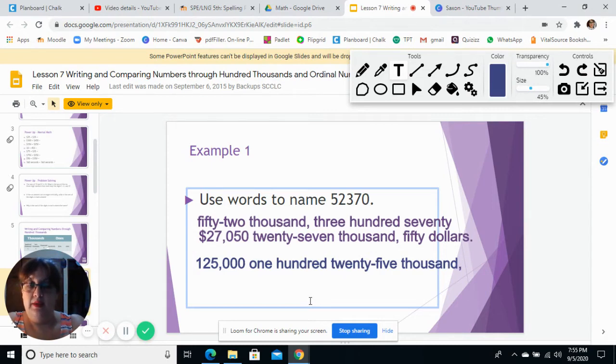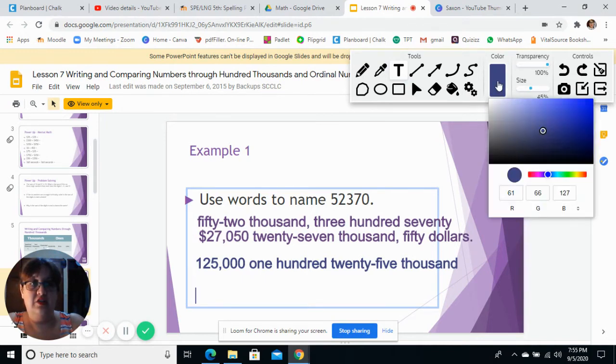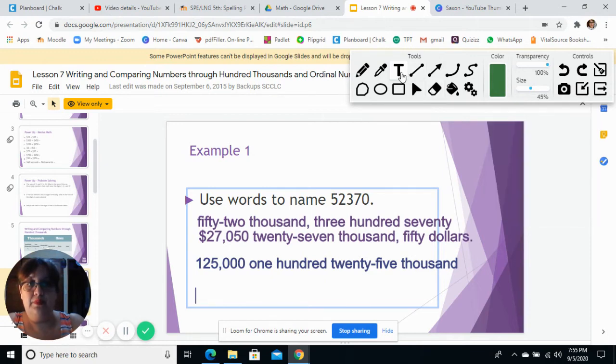Comma. 125,000. No comma because it's the end. There's no change. There's no extra on this side. 125,000. Okay? Good. Let's do just one more together and let's change the color again. That did not change as much as I thought it was going to change. So let's make a totally different color. Let's go with green this time.